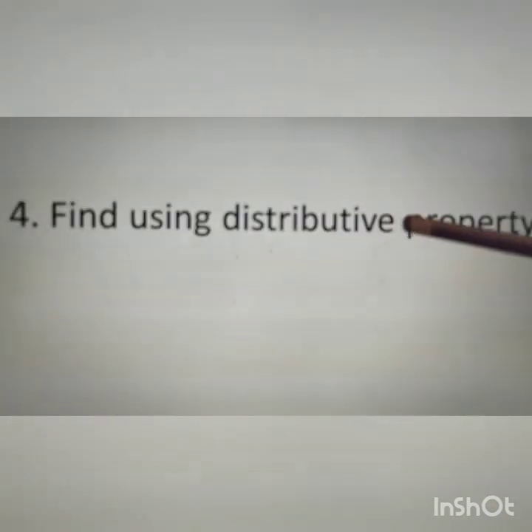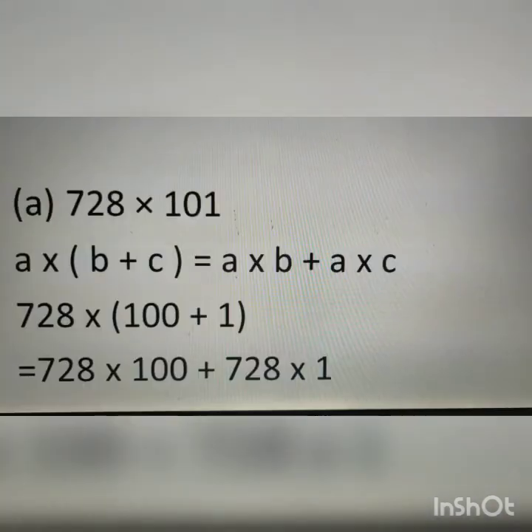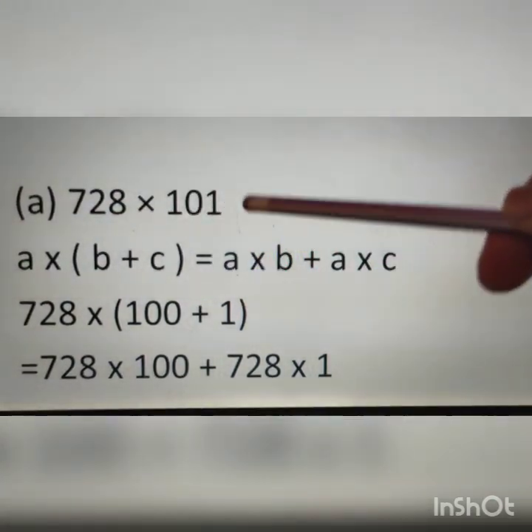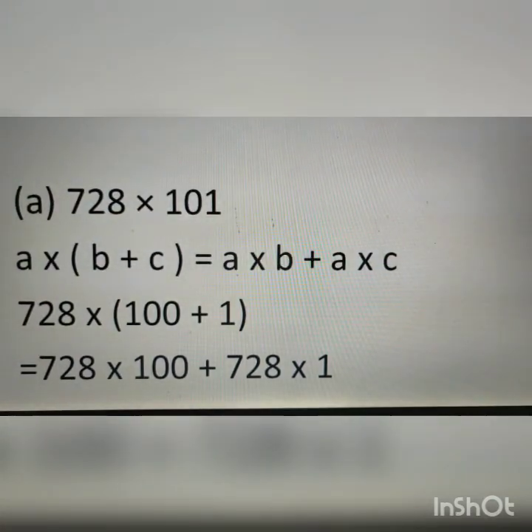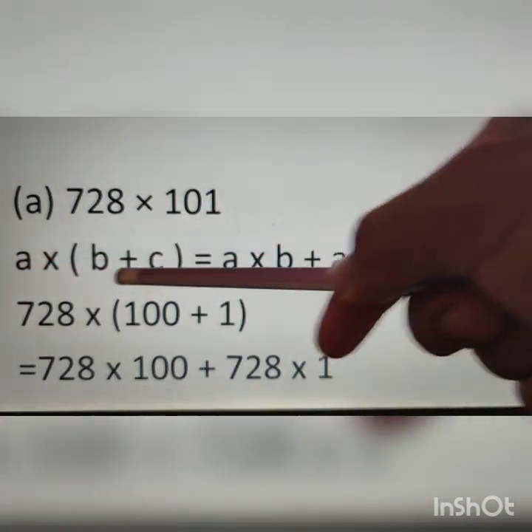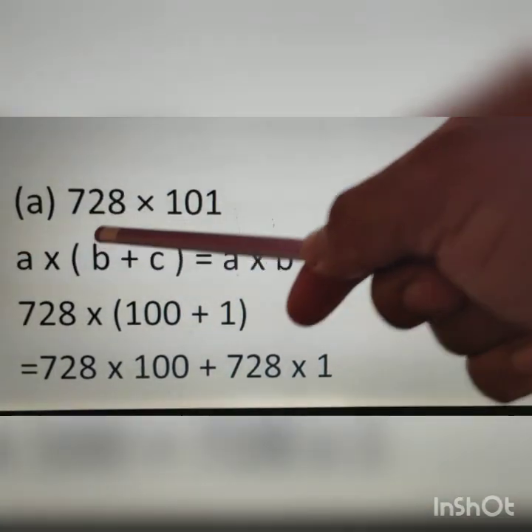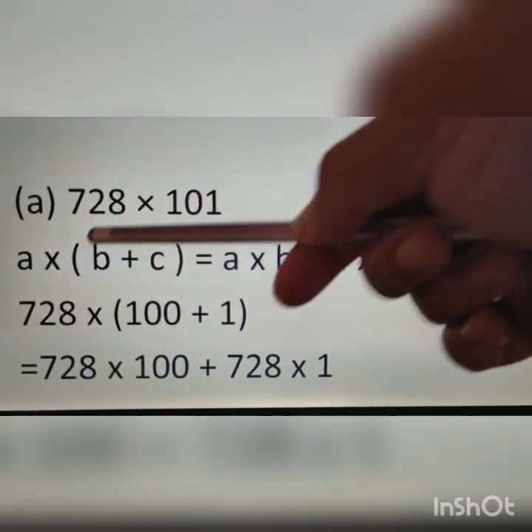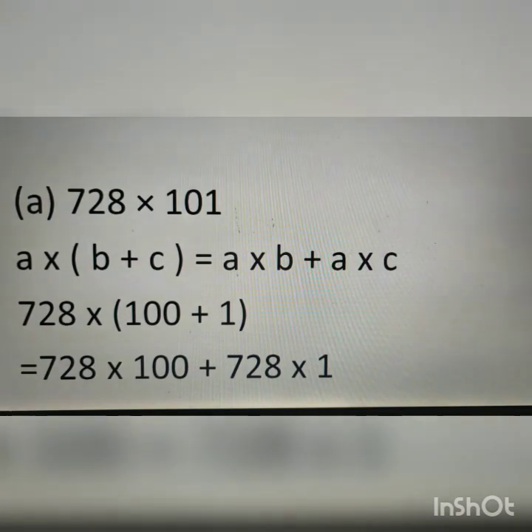Next question, we have to use the distributive property and find the product of whole numbers. The use of distributive property makes our calculation easier. Question number 4, find using distributive property. A. 728 multiplied by 101. By distributive property, we know A into B plus C is equal to A into B plus A into C, where A, B and C are any whole numbers.